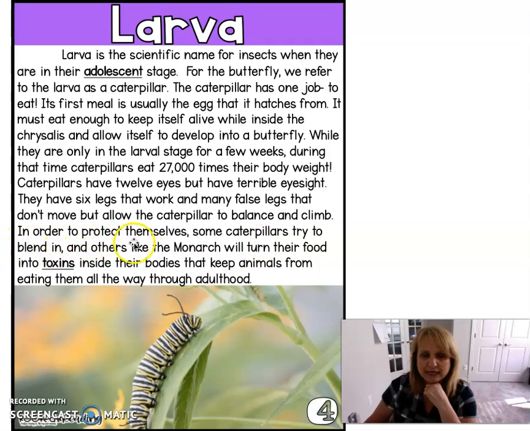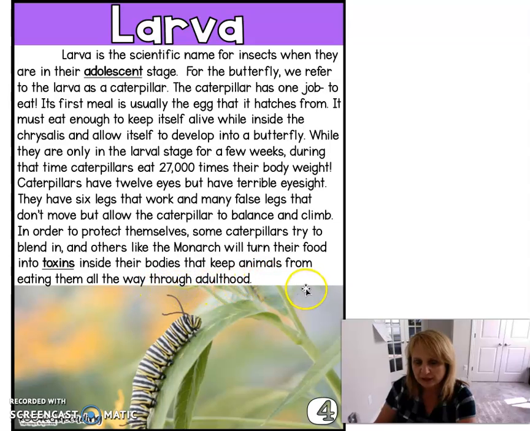In order to protect themselves, some caterpillars try to blend in, and others, like the monarch, will turn their food into toxins inside their bodies that keep animals from eating them all the way through adulthood. So they actually turn their food into poison after it's inside their body. So it doesn't hurt them, but if another animal tries to eat them, it would poison that animal. And that's probably why monarchs are the most beautiful butterflies. They have all those beautiful colors.